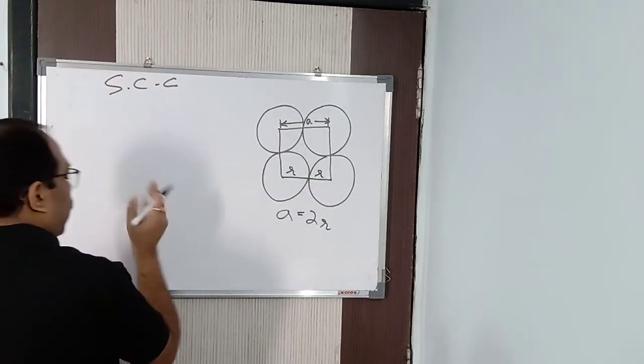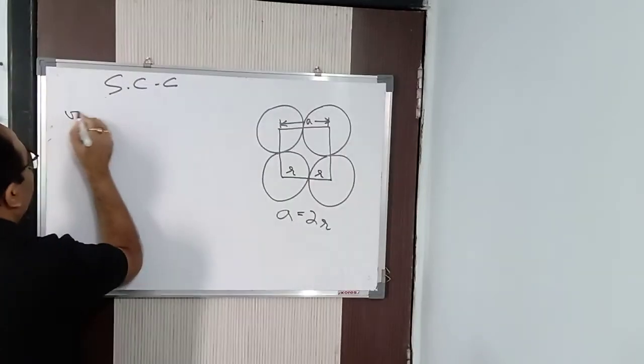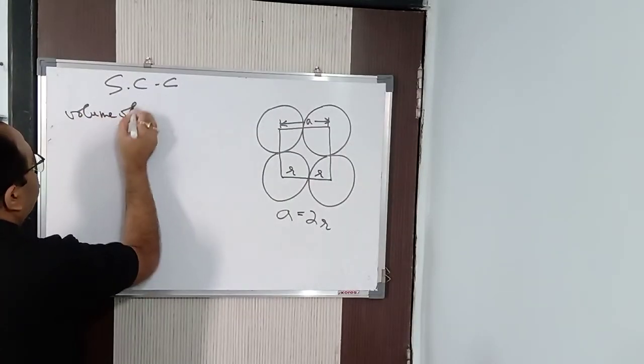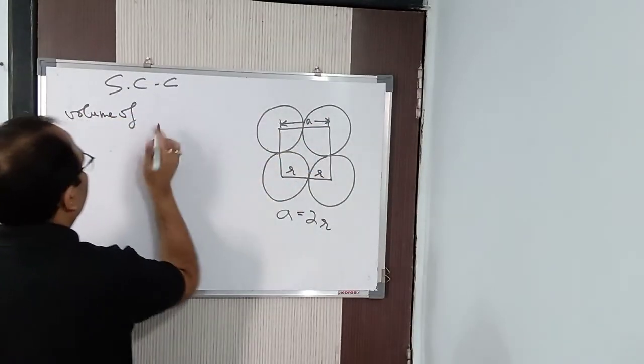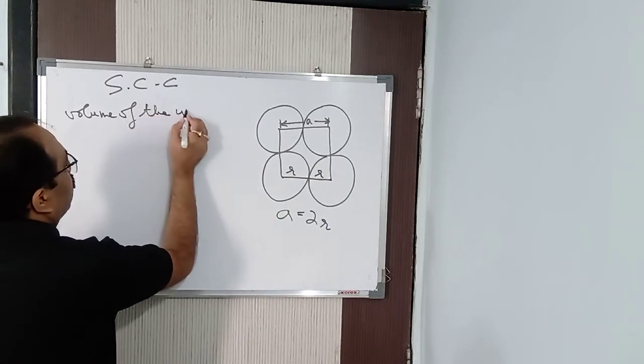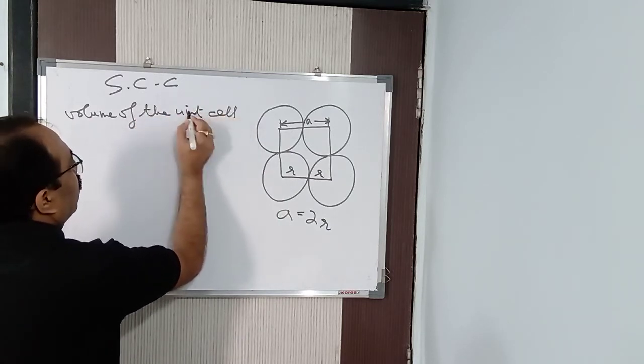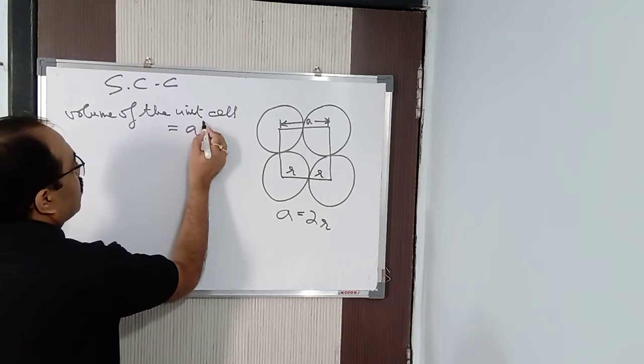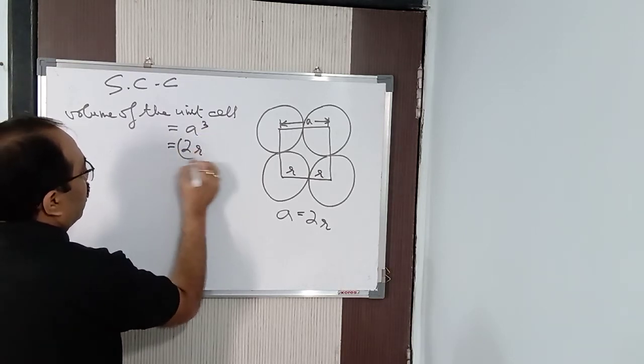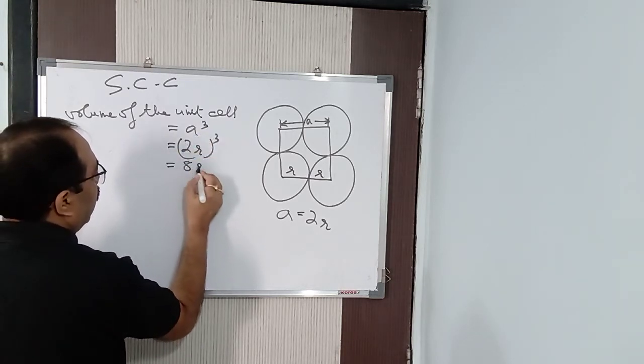Now, first is the volume of the unit cell. This is a unit cell, so what is the volume of the unit cell? It is A cube, and A is your 2r, so 2r whole cube. So it is nothing but 8r cube.